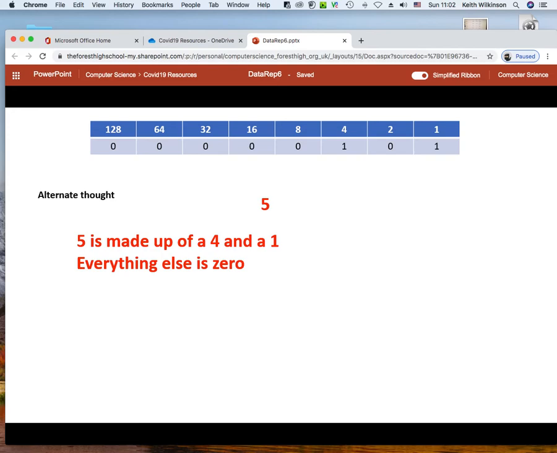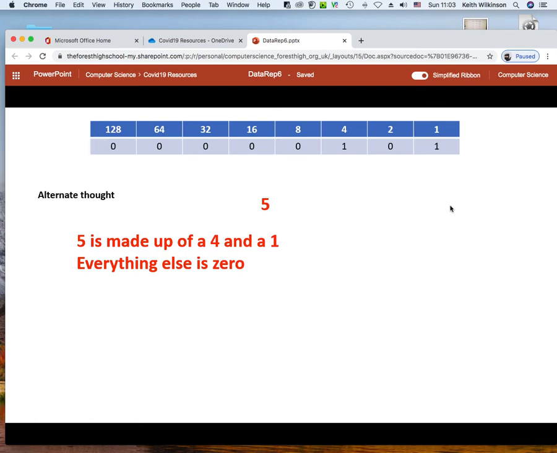Another thought. Okay, let's try this. 5. Let's make the number really, really simple. I want to convert 5 denary to binary. And we've just got to think of what numbers make up 5 using these. And you know that. The only numbers that make up 5 along here are 4 and 1. Add those two together, you get 5. So the binary is 1, 0, 1. Everything else is going to be a 0.